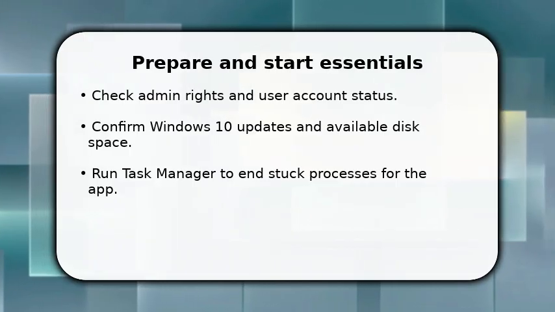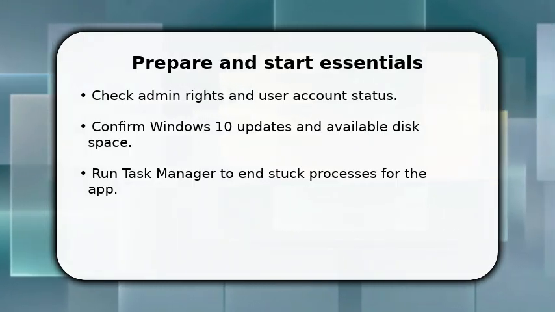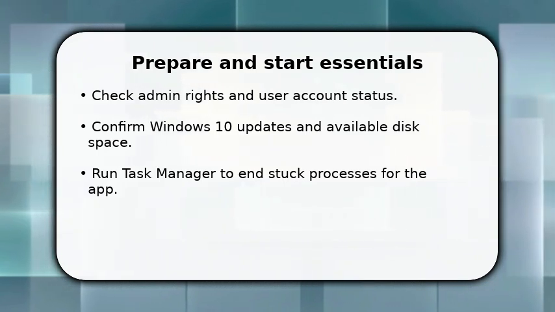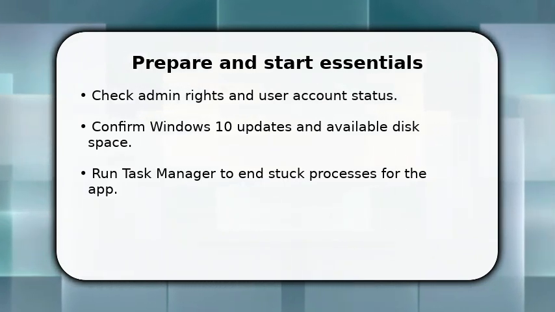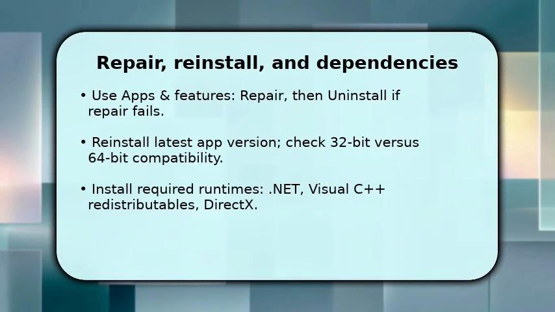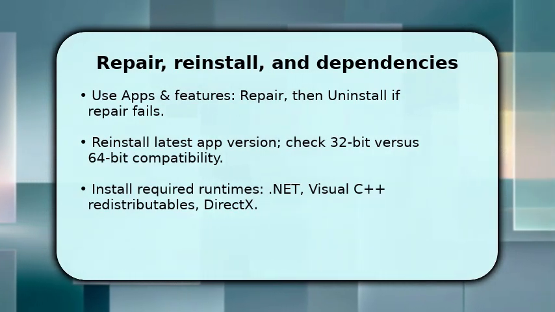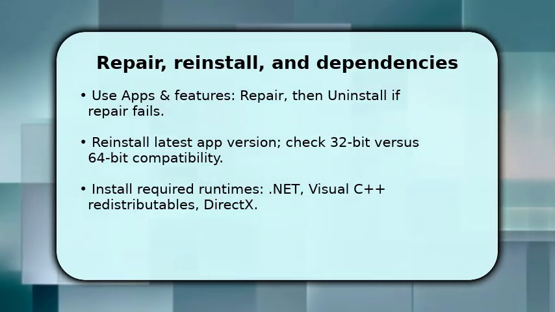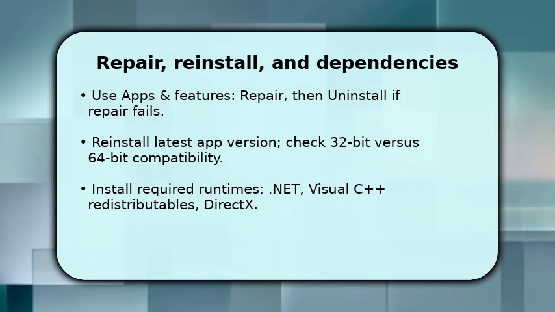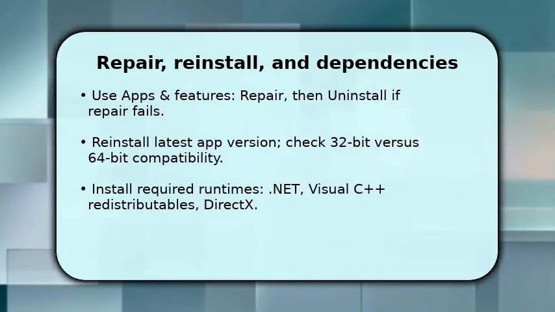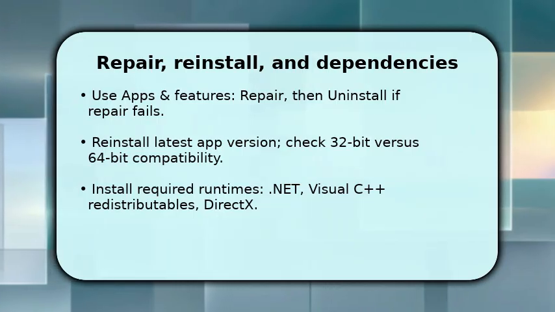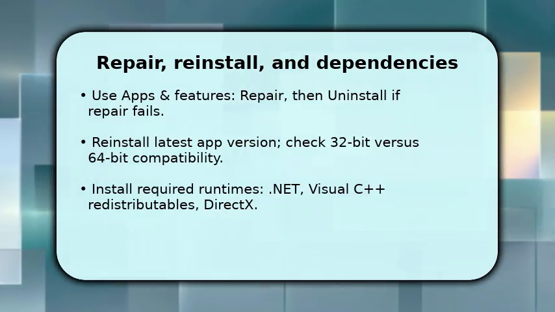Now repair the application from Settings, Apps, and Features. Choose Repair first because it preserves settings. If repair fails, uninstall then reinstall the latest version and match 32-bit or 64-bit installers to your system. Mismatches block execution. Also verify dependencies. Install or repair .NET Framework, Visual C++ redistributables, and DirectX as needed because of missing libraries.